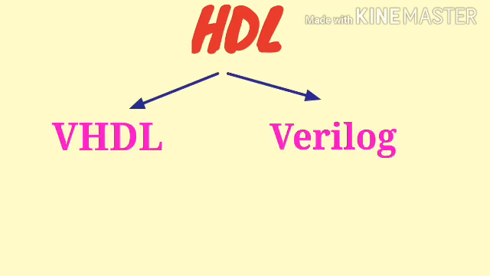Moving on to the types of HDL. VHDL and Verilog are two widely used hardware description languages by hardware designers. VHDL is an abbreviation for Very High Speed Integrated Circuit Hardware Description Language. VHDL is like ADA, and most engineers do not have experience with ADA, whereas Verilog is like C, thus comparatively easier to learn and design.